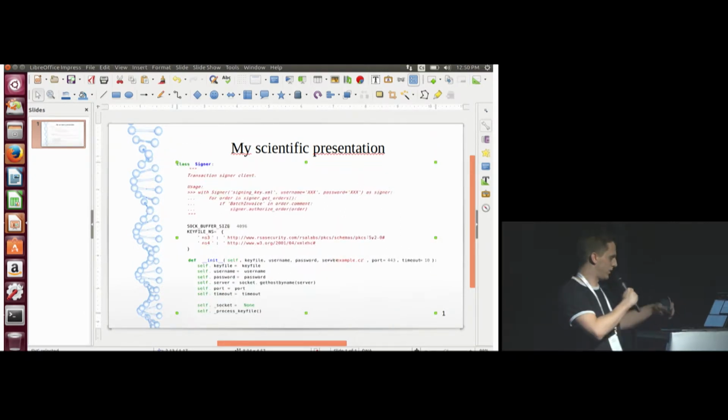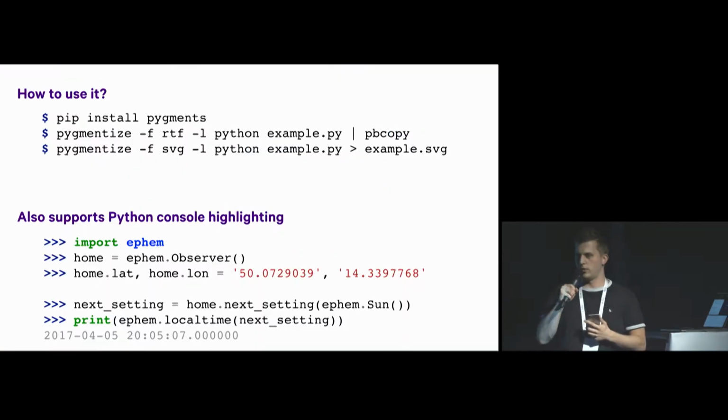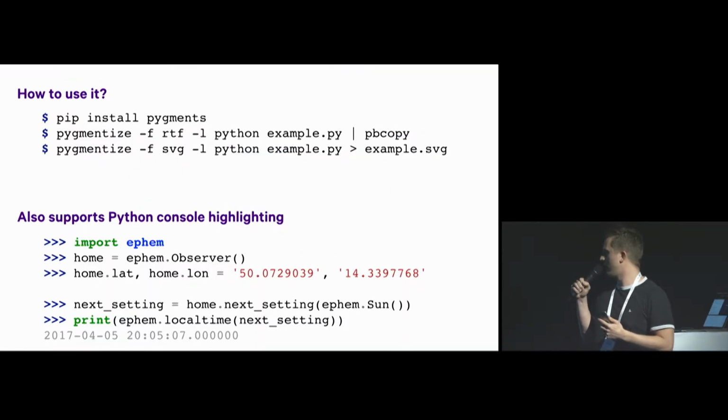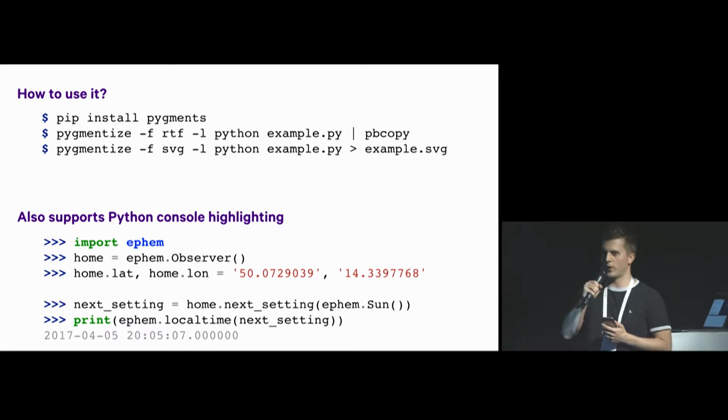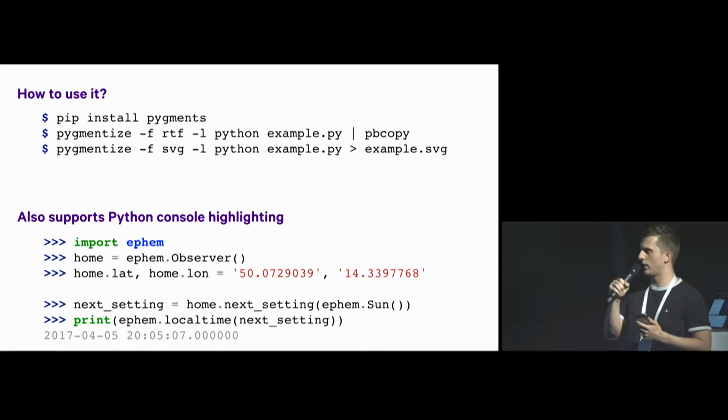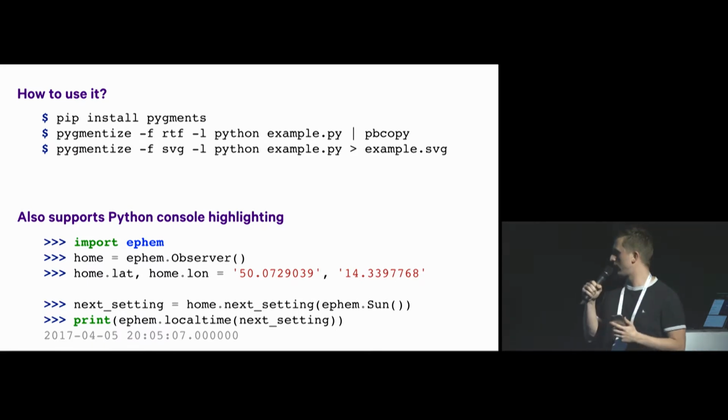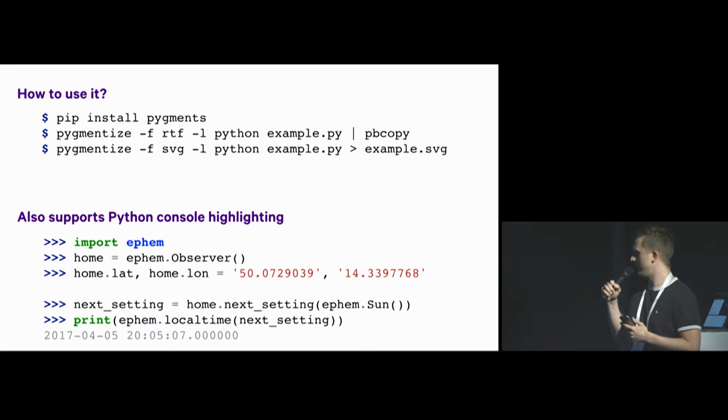The huge benefit of it is, of course, it's in vector, so it can scale easily, and the result could look something like that. And that's only one line of code which you have to use. The first example is for Mac. You can use pbcopy to just copy the output into the clipboard, and the later example is into the SVG file. And Pygments also supports Python console highlighting. So in the next example, you can see how it looks in interactive mode console.